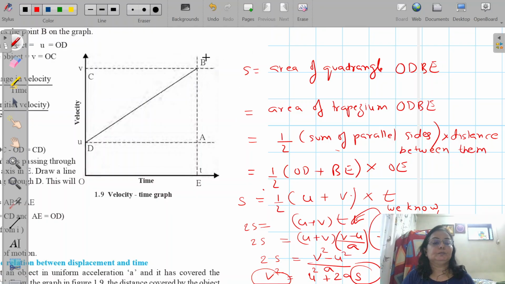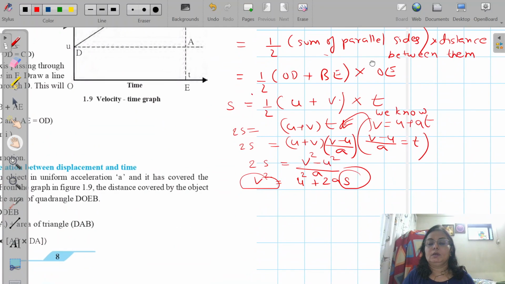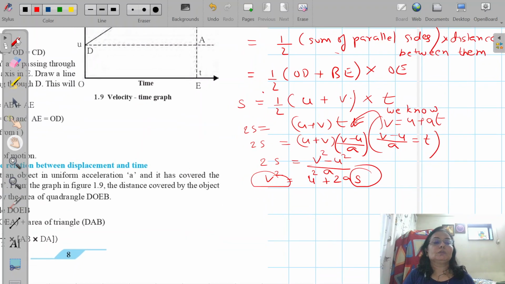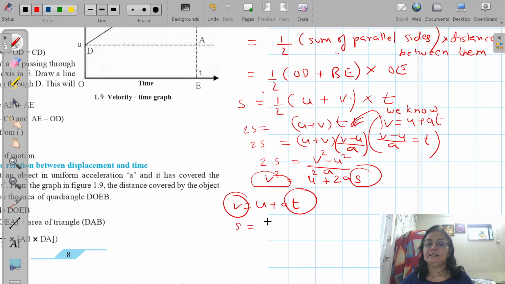So we understood that v is equal to u plus at is the first equation of motion, which gives us the relationship between velocity and time. s is equal to ut plus half at square is the second equation of motion, which gives us the relationship between time and distance. v square is equal to u square plus 2as is the third equation of motion, which gives us the relationship between velocity and displacement or distance.